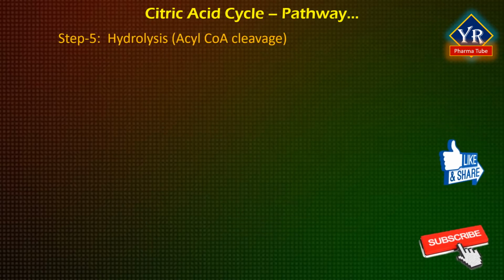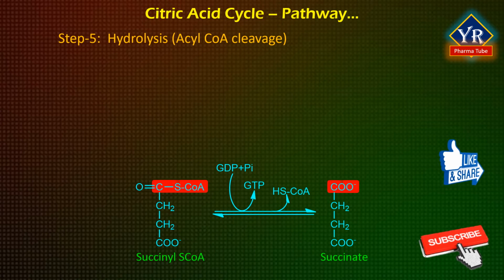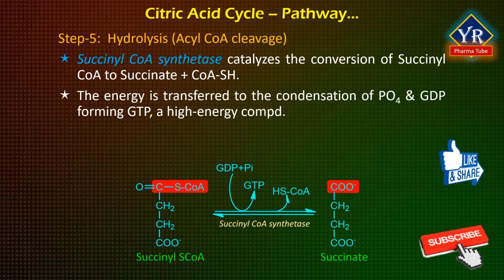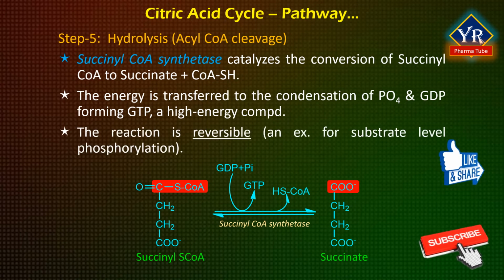Step 5 is the hydrolysis or Acetyl CoA cleavage. In this reaction, succinyl CoA synthetase catalyzes the hydrolysis of the thioester bond in succinyl CoA to yield succinate and coenzyme A. The energy from hydrolysis is transferred to the condensation of phosphate and guanosine diphosphate, forming guanosine triphosphate, a high energy compound similar to ATP. The reaction is reversible and is an example of substrate level phosphorylation. Magnesium ions and monophosphate are the cofactors required in this reaction.